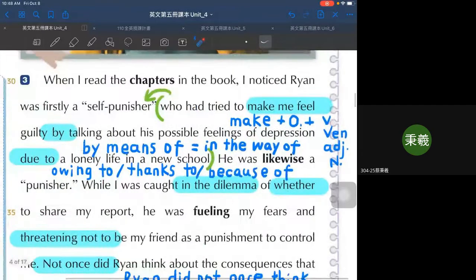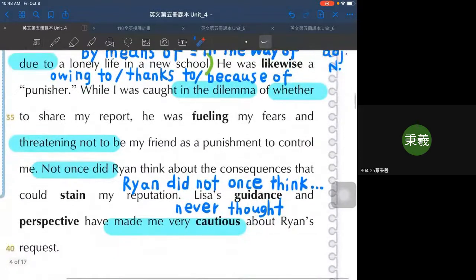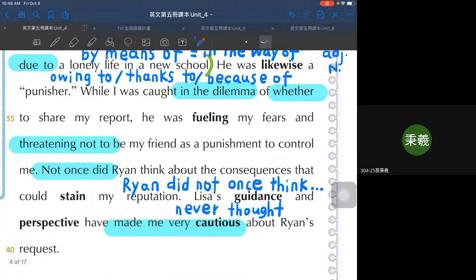So here it says, not once did Ryan think about the consequences that could stain my reputation. Again, here you see the word not in the beginning, right? So that's why you have to change the sentence a little bit. Originally, we say, Ryan did not once think. Okay, that will be the original sentence. Or you can also say, Ryan never thought that. In this case, you are going to move the word not to the front. Then you are going to change the sentence.